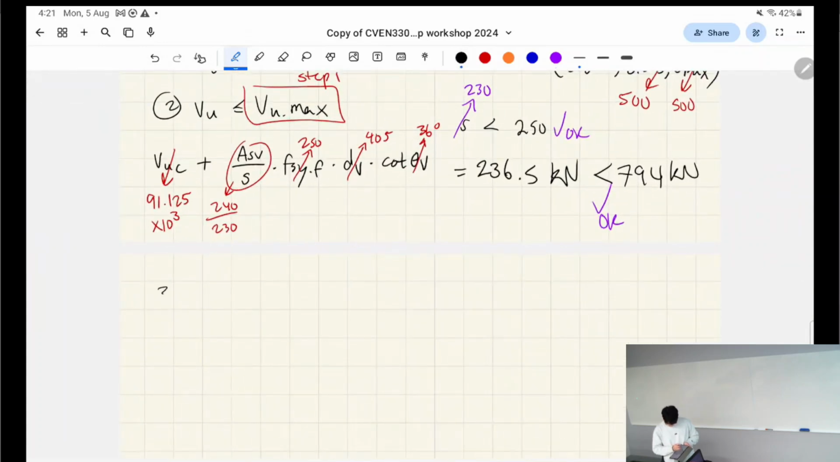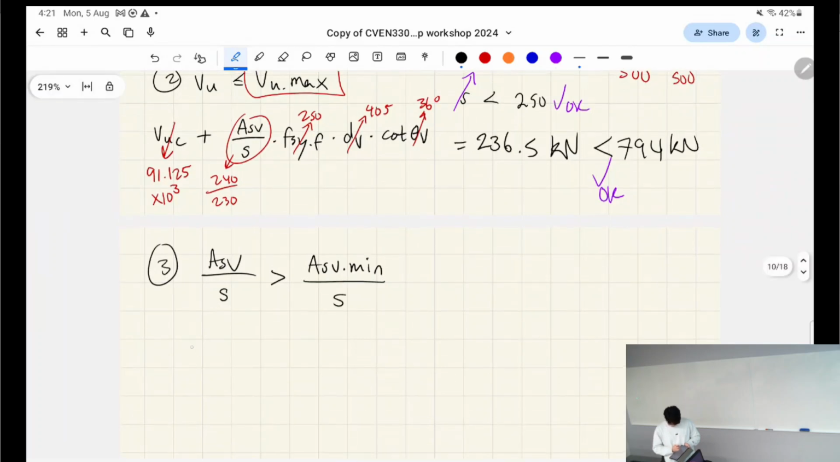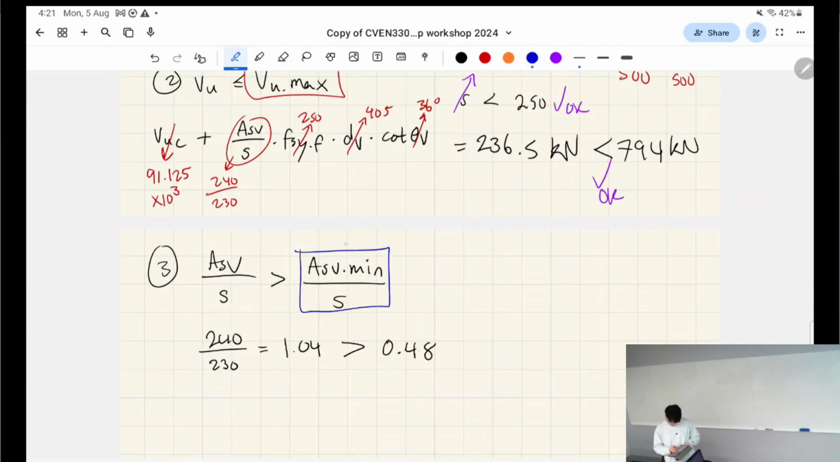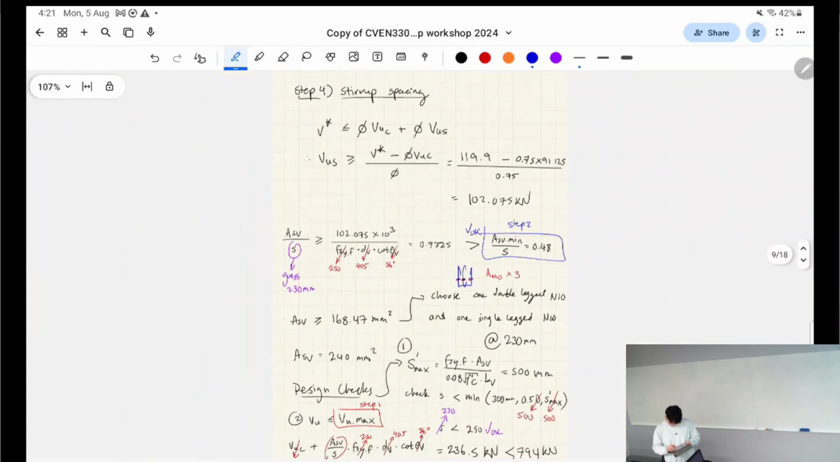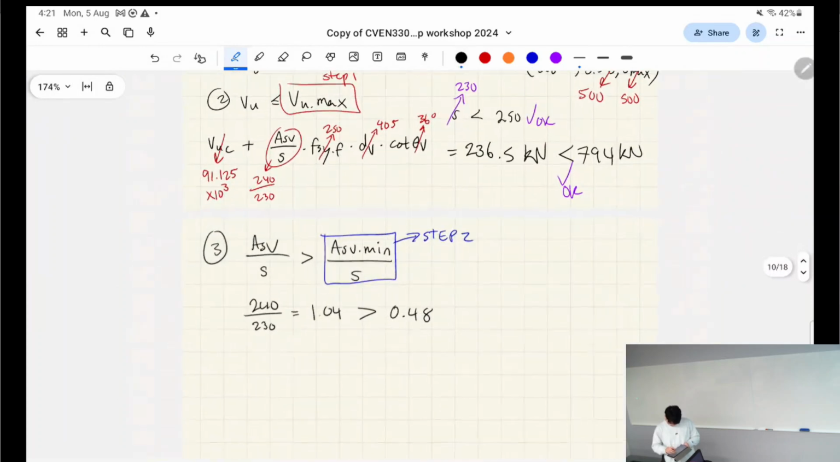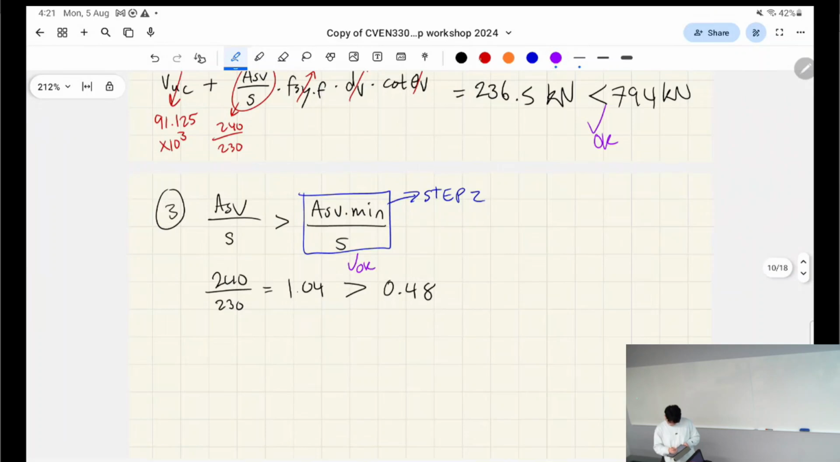Now our third check is checking that the stirrup area over the spacing has to be greater than this, right? So that number was 240 over 230, which was 1.04. It has to be greater than what we calculated back in step 2. What was it? Yes, step 2. Right, and it is, so that's all good.